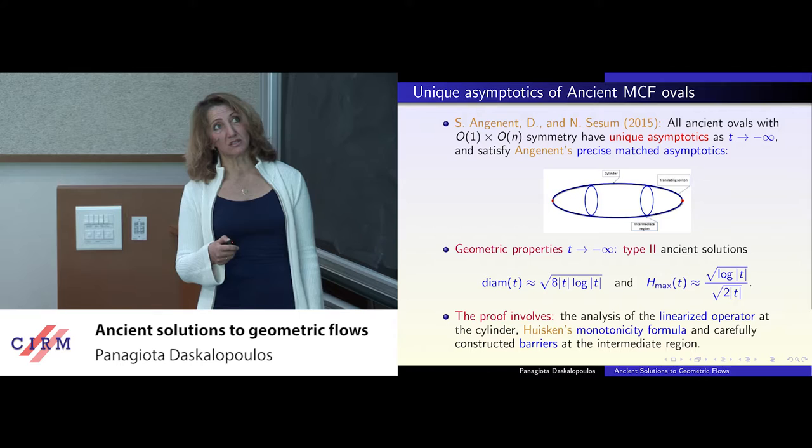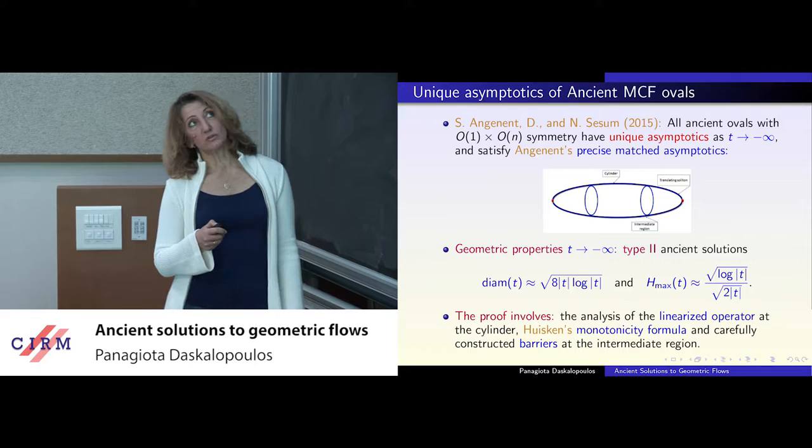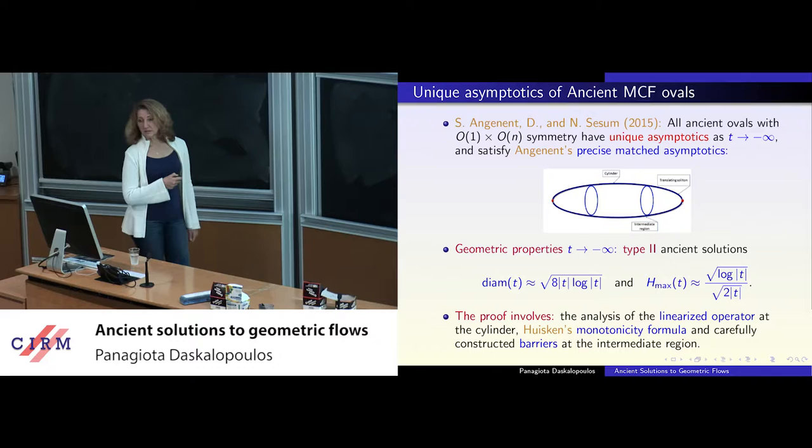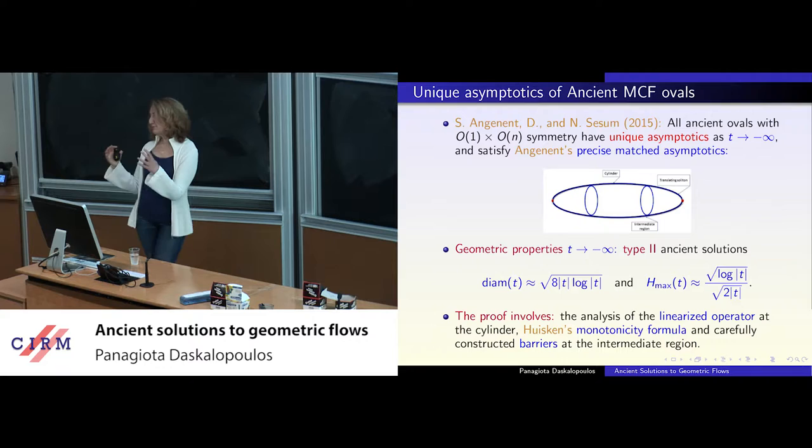So it turns out that there is the cylinder, there is the soliton, and there is a very long intermediate region. And of course, the analysis in the cylinder is very similar to the Merle-Zaag analysis, et cetera. But what is now the difference here?